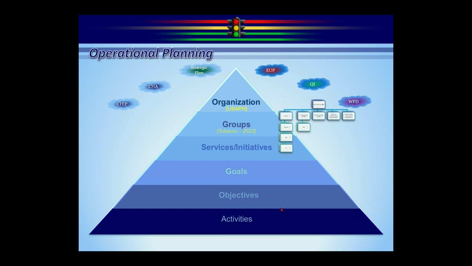Okay, so our group was Tobacco 2023. We had 3 initiatives under there. We selected tobacco cessation. We had multiple goals. We selected to reduce smoking in high schools. Our SMART objectives, reduce smoking at Wayne High School by 25% by the end of the school year, and then the steps we're going to go through to get there. So that is the operational planning process. Again, every plan fits into this model.